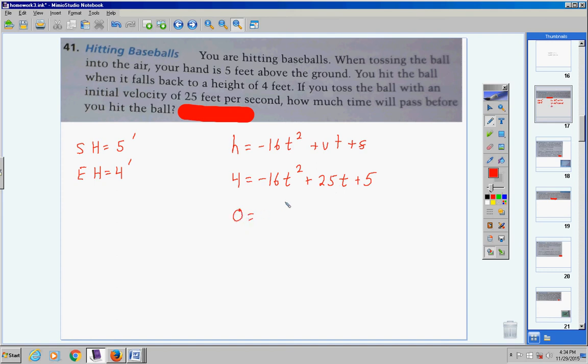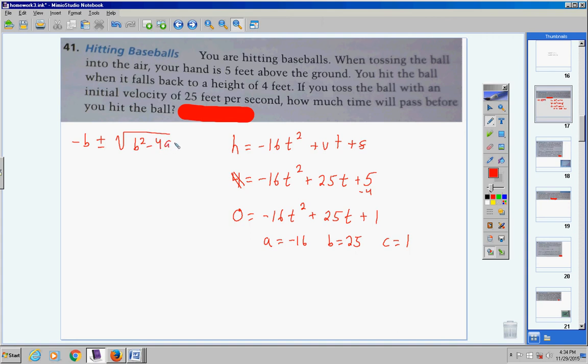So here we go. 0 equals negative 16t squared plus 25t. Now what I did is I brought the 4 over and I made it negative 4. So I'm left with a positive 1 here. That's why there's a 0 here. So my a is negative 16, my b is 25, and my c is 1. Okay? So my formula is, as you guys should know by now, negative b plus or minus the square root of b squared minus 4ac all over 2a.